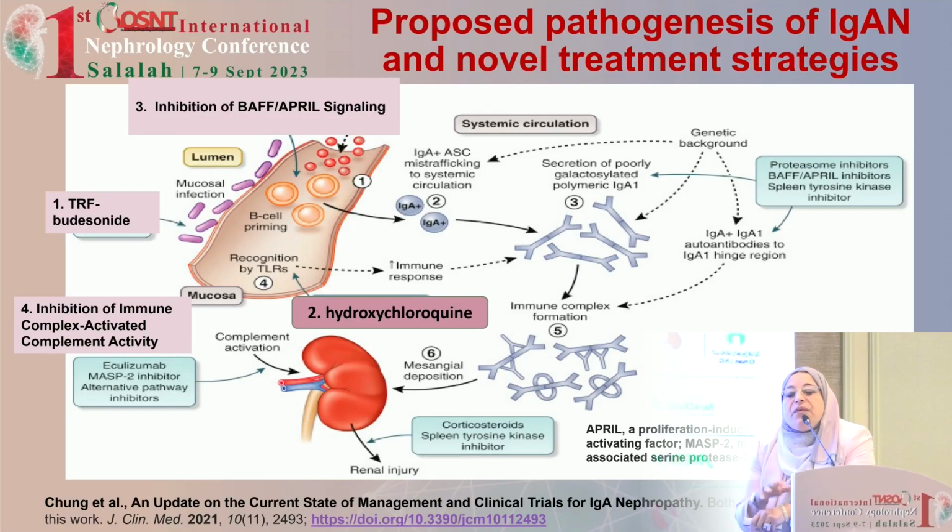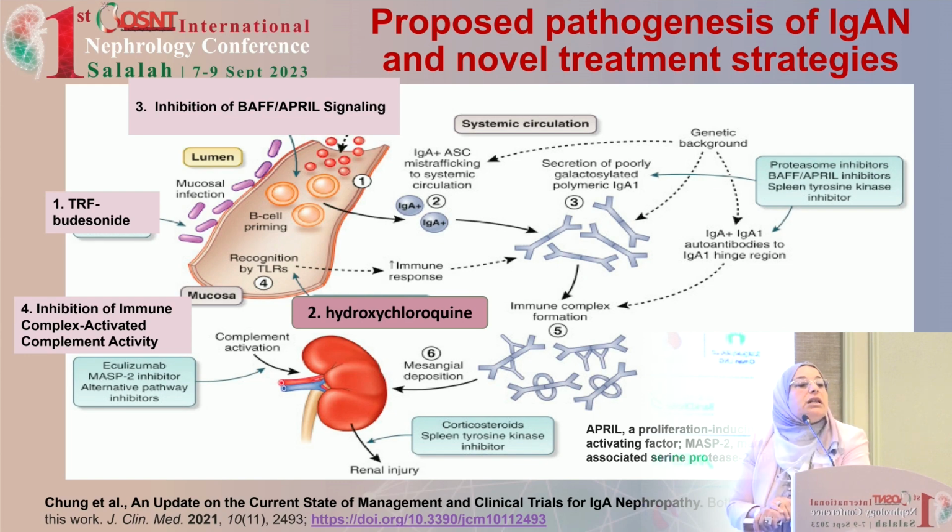The first is a targeted release formulation, budesonide. This is a new formulation of the corticosteroid. The aim of this formulation is to target the terminal ileum, where the Peyer's patch is present, where more lymphocytes are present, and modulate the effect of lymphocytes in this area. And second is hydroxychloroquine, which is an immune modulator for toll-like receptor.